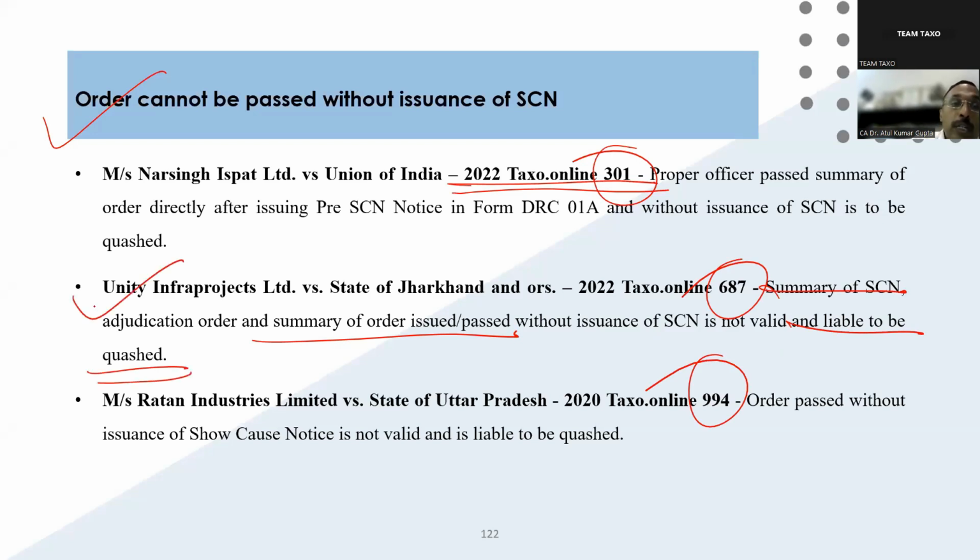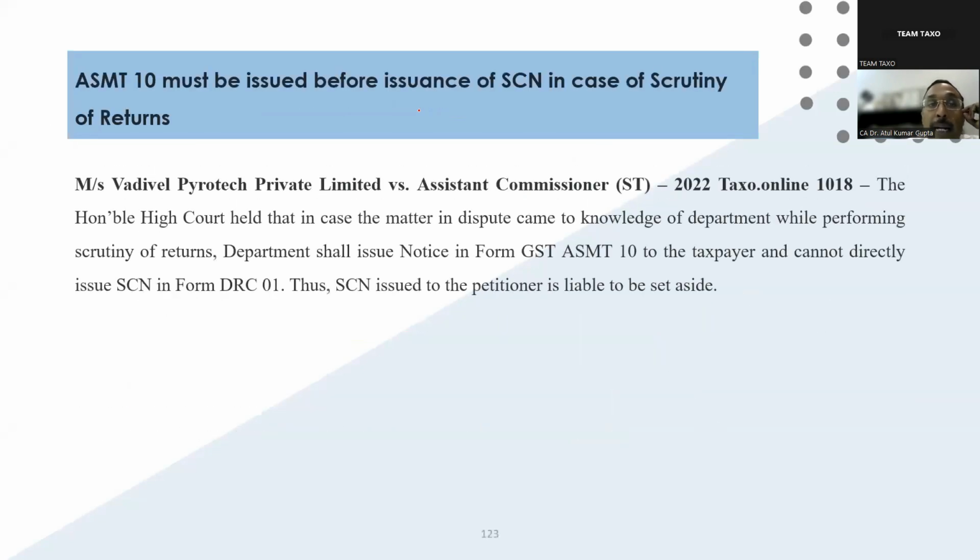So, my dear friend, you can use the Unity Infra Project, Ratan Industries, or Narsingh Ispat case, wherein the order cannot be passed without issue of show cause notice or only on the basis of the summary of the show cause notice. That is bad in law.